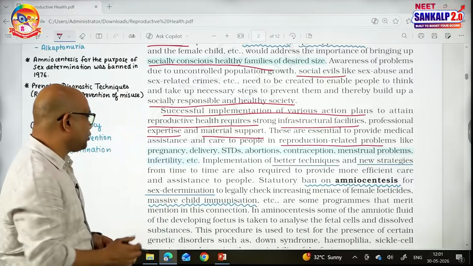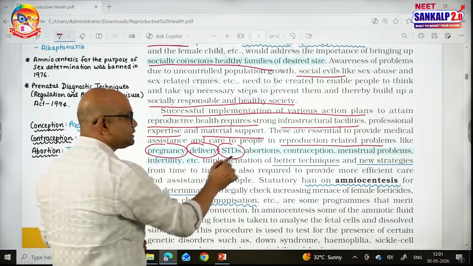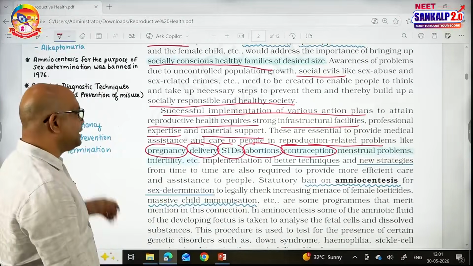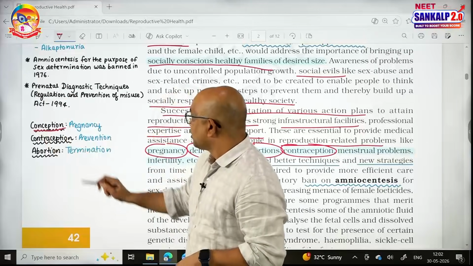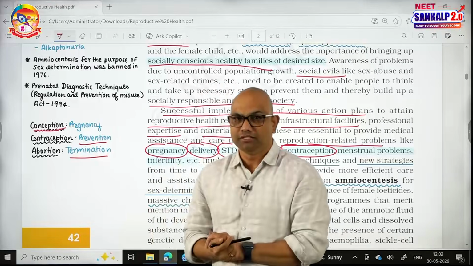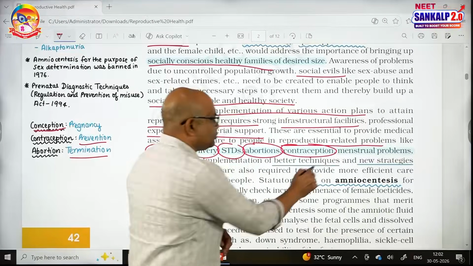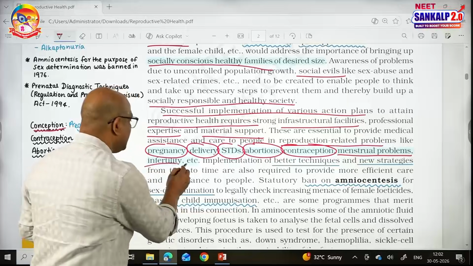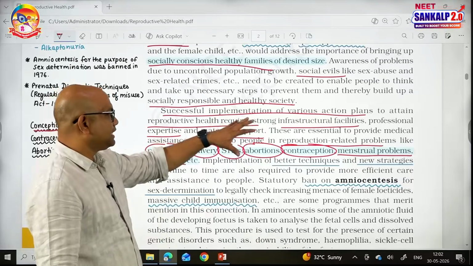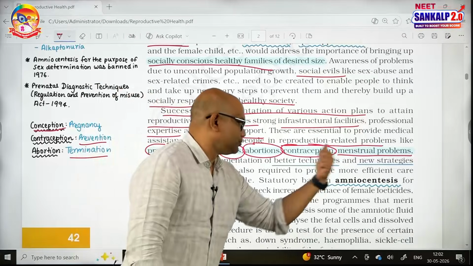What are those reproduction related problems? Pregnancy, delivery, sexually transmitted diseases, abortion, contraception. See, conception means pregnancy. Contraception means prevention of pregnancy. Abortion means termination of pregnancy. There is a difference between these three words: conception, contraception, abortion. So, about menstrual problems, infertility.